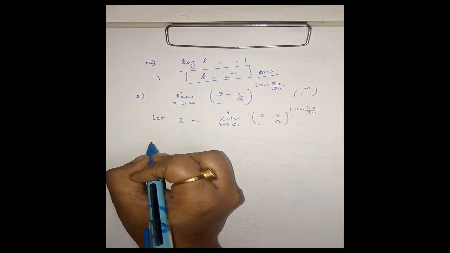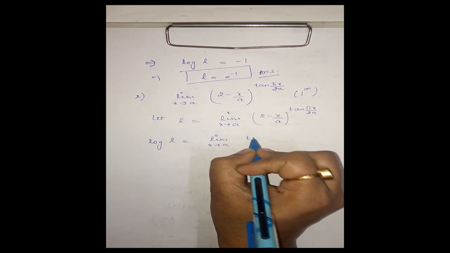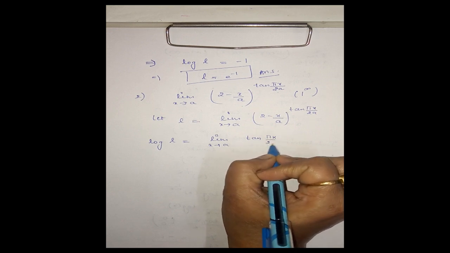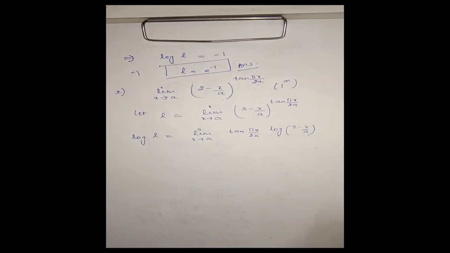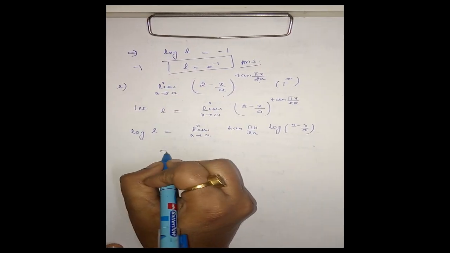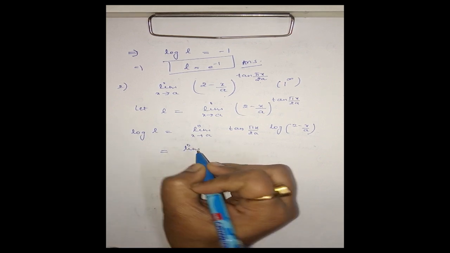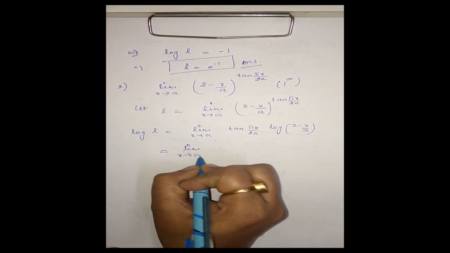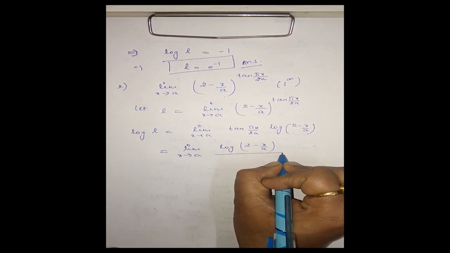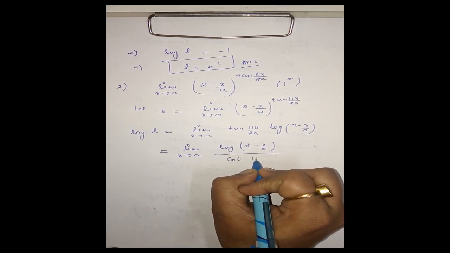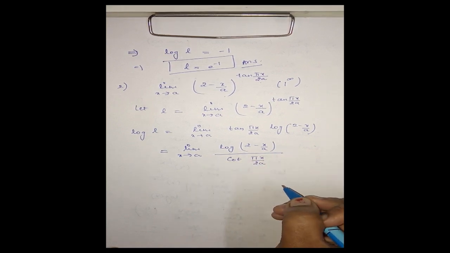Now taking log both sides, we get log L is equal to limit x tending to a tan(pi x by 2a) into log(2 minus x by a). Clear? Now this can be written as limit x tending to a log(2 minus x by a) divided by cot(pi x by 2a). Okay, tan theta is 1 by cot theta, I can write in this form.